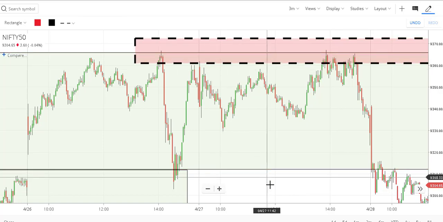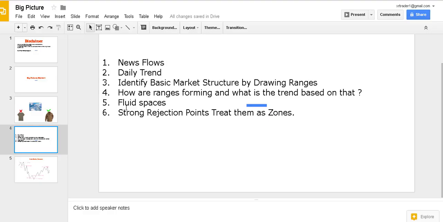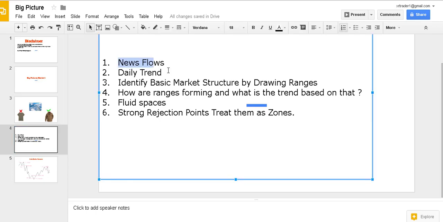So it's very simple. All you need to do is just understand these 6 points. This is very clear. Daily trend is not rocket science. You just need to keep the daily candle and see what the prices are doing, and then you have to draw ranges, rough ranges. It's not at all any artistic kind of range. Draw a rough range to see how the prices are moving.